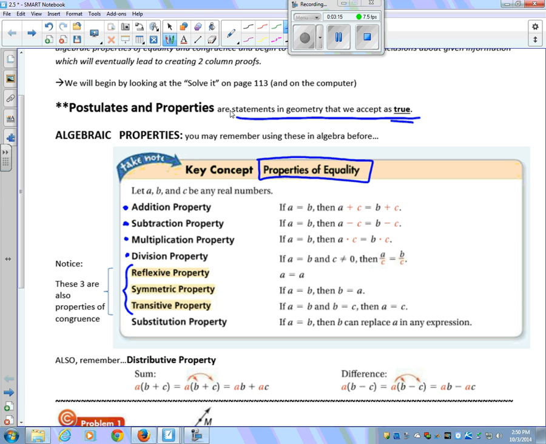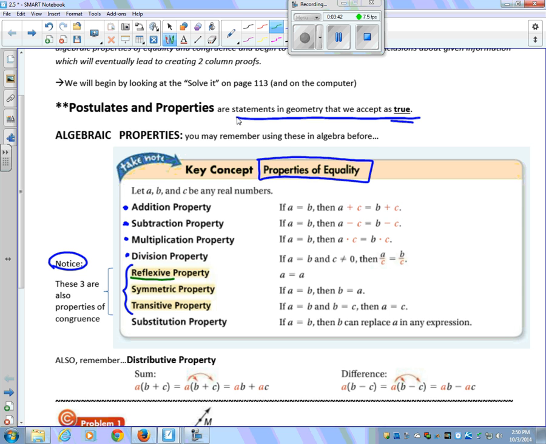These are all possibly ones you haven't heard before, and we just want to take notice here that these three are also going to be properties of congruence. So reflexive property of equality, and then there's a reflexive property of congruence. Symmetric property of equality, and then there's one of congruence, etc., for transitive as well.